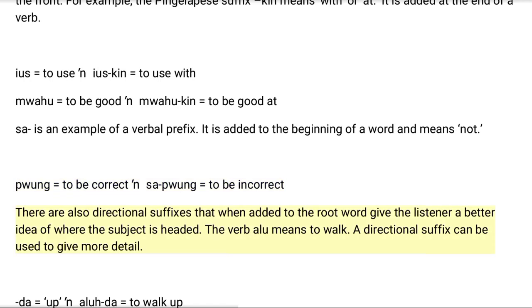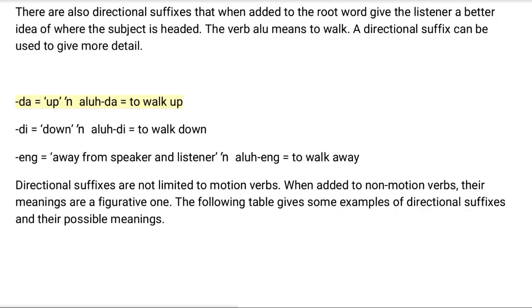There are also directional suffixes that, when added to the root word, give the listener a better idea of where the subject is headed. The verb alu means "to walk." A directional suffix can be used to give more detail. -da equals "up" → alu-da equals "to walk up." -d equals "down" → alu-d equals "to walk down." -eng equals "away from speaker and listener" → alu-eng equals "to walk away."